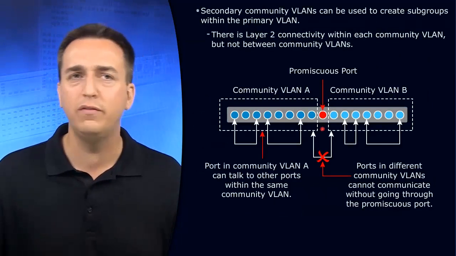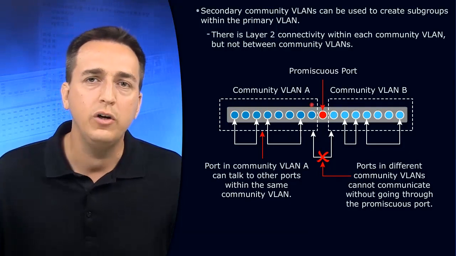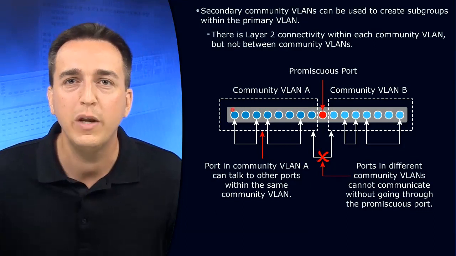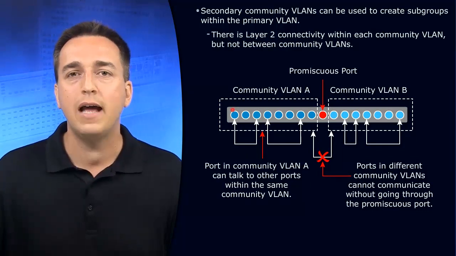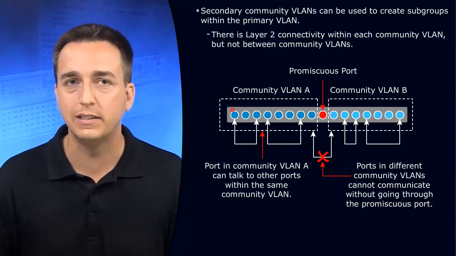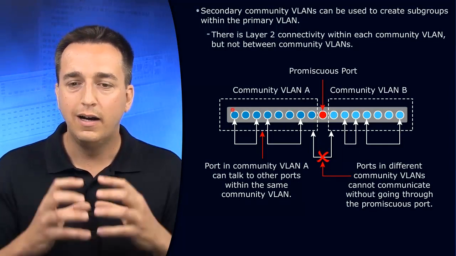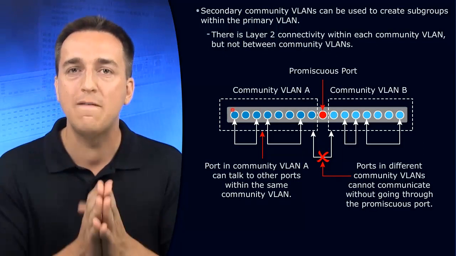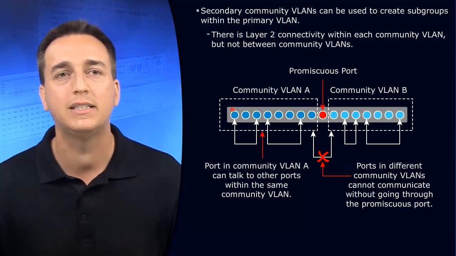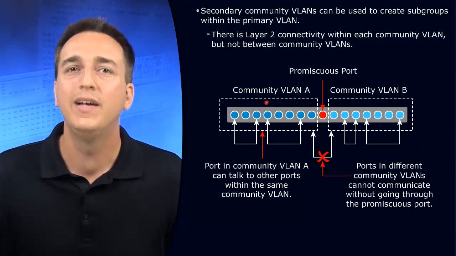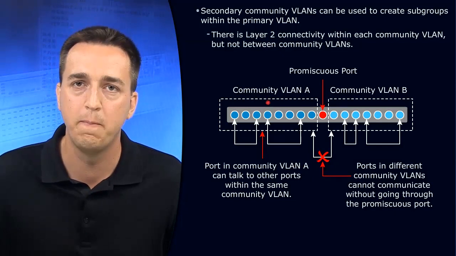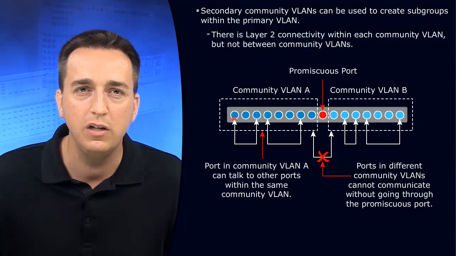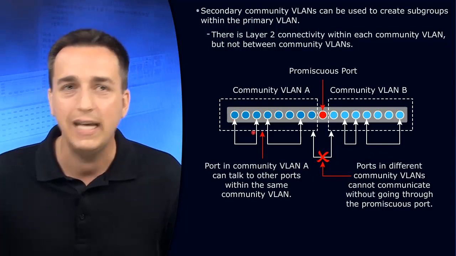Let's talk about the community VLAN first. The community VLAN allows us to create groups. That's the way you want to think about it. If you want to have a group of devices communicate with each other, you put them in a community VLAN because devices within the same community VLAN can talk to each other. And we see that right here. If this port is part of community VLAN A and so is this port, they can talk to each other.